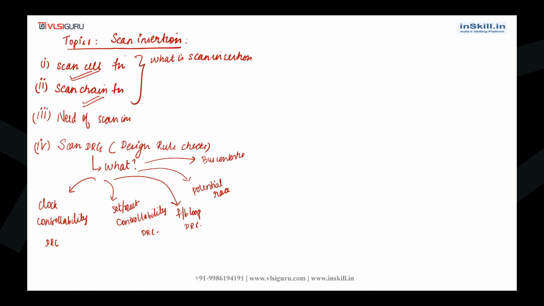These are all the various scan DRCs. So we will discuss the various scan DRCs. DRC stands for design rule checks. First, what are scan DRCs? We'll try to understand the various scan DRCs, like clock controllability DRC, set reset controllability DRC, feedback loop DRC, potential race DRC, and bus contention DRC.